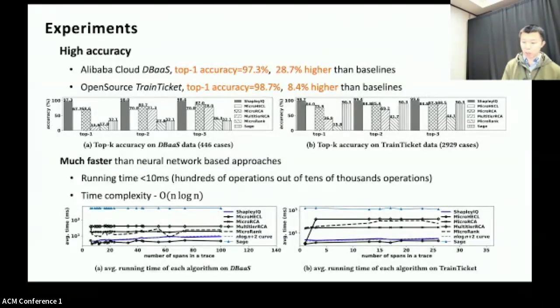Here are some quick experimental results. We did our experiments on our production system. It is quite accurate, with manually labeled ground truth, and it runs very fast, less than 10 seconds per trace.